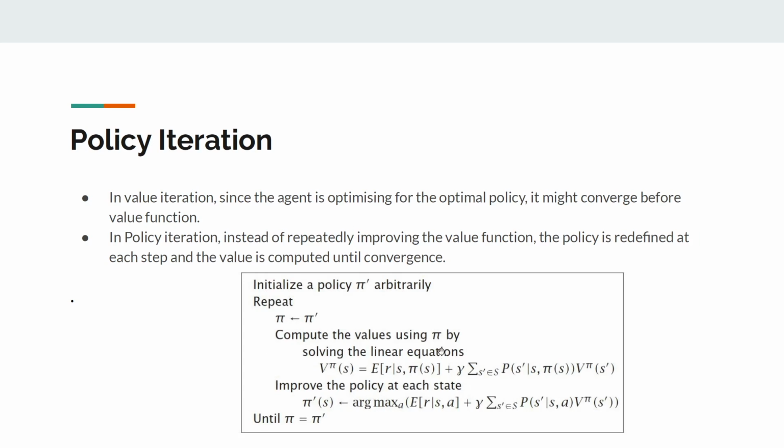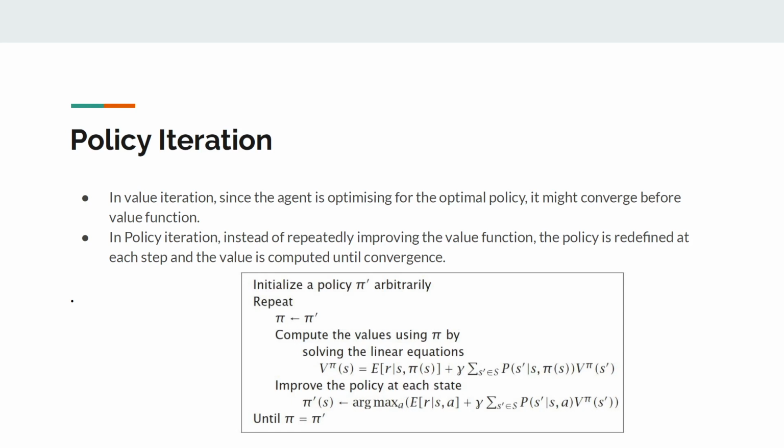Now, in value iteration, since the agent is optimizing for the optimal policy, it might converge before the value function. Since the agent only cares about the optimal policy, why don't we just optimize the policy, right? So in policy iteration, instead of repeatedly improving the value function, we can just redefine the policy at each iteration, and we compute the value using the policy and repeat until convergence.